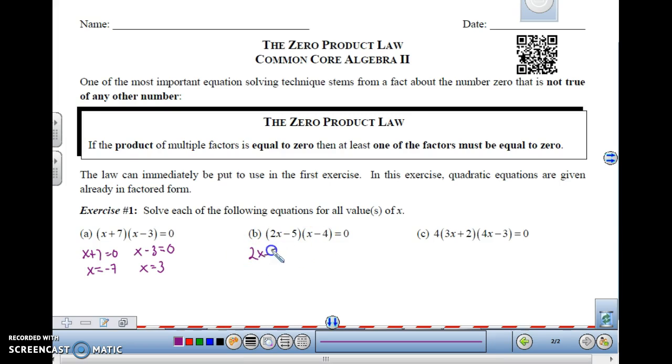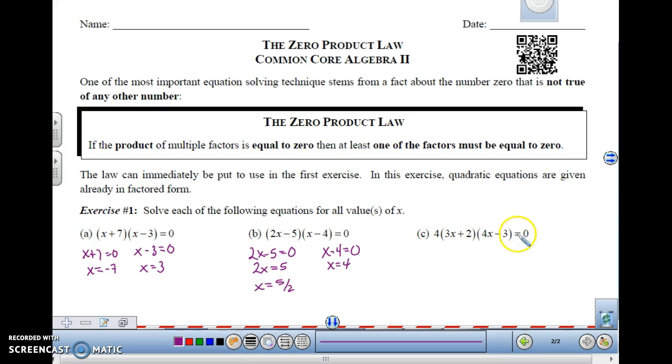Now, 2x minus 5 times x minus 4 equals 0. Set each one equal to 0 and solve. Now this one's easy. Just move the 4 over. It's x equals 4. This one, don't worry about the 2x. It's still the same thing. Move the 5 and divide by 2, x is equal to 5 over 2. Remember, if you have a higher leading coefficient, a lot of times your answer is going to be a fraction. That's perfectly okay.